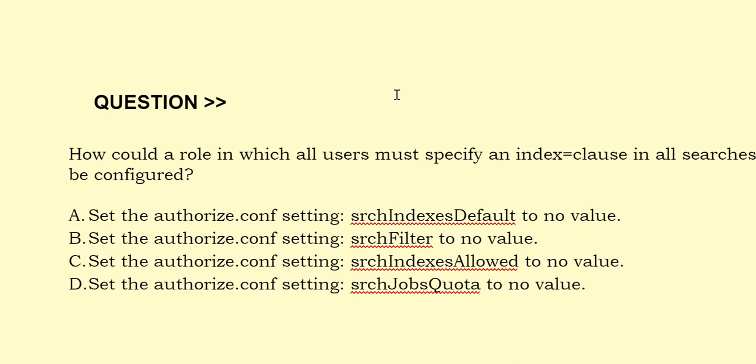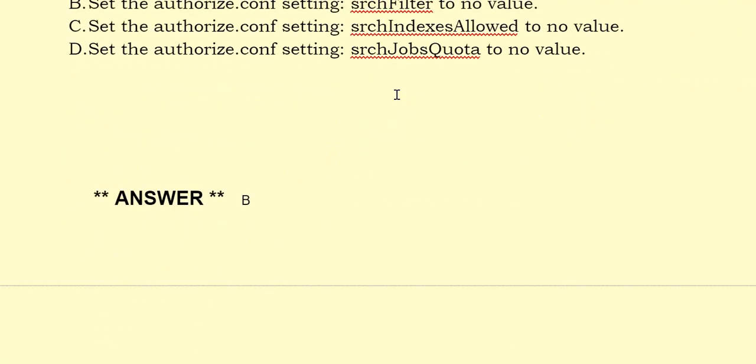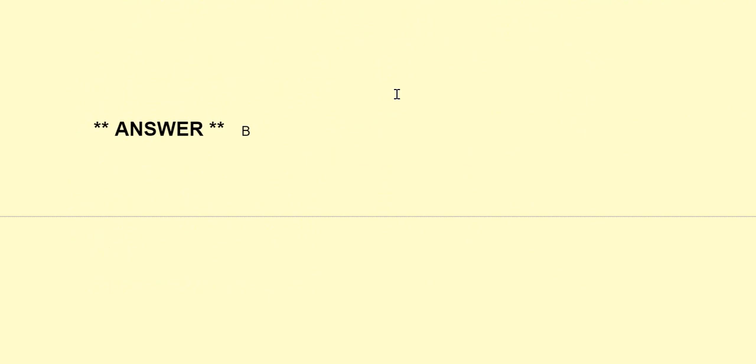Option B. Set the authorize.conf setting srchFilter to no value. Option C. Set the authorize.conf setting srchIndexesAllowed to no value. Option D. Set the authorize.conf setting srchJobsQuota to no value. The correct answer is option B.